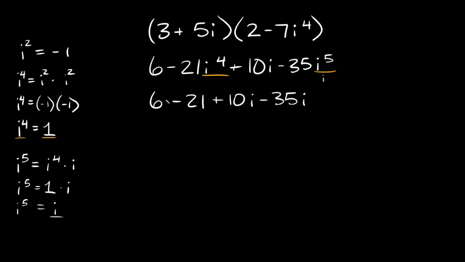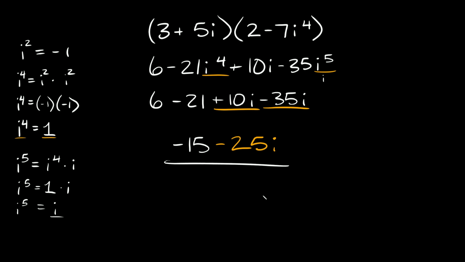Okay, cool. Now we can combine like terms. So 6 minus 21, let's do this first, right? Since we want to write this in standard form. So 6 minus 21, that's equal to negative 15. And then here, 10i minus 35i is equal to negative 25i, right? So negative or minus 25i, right?